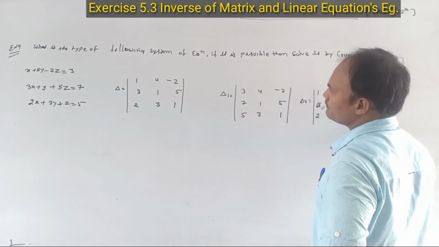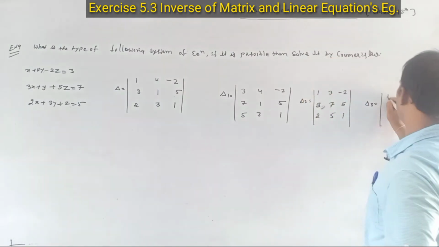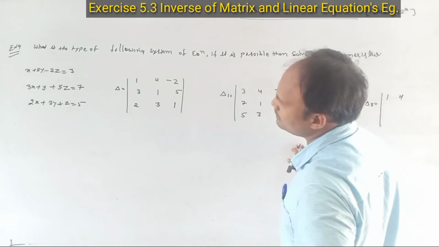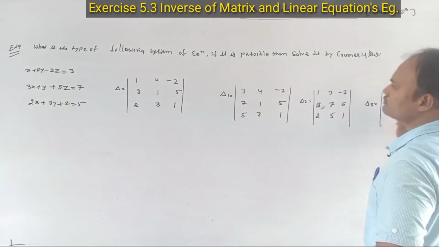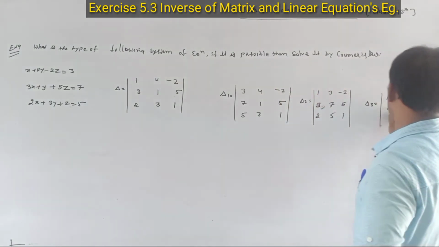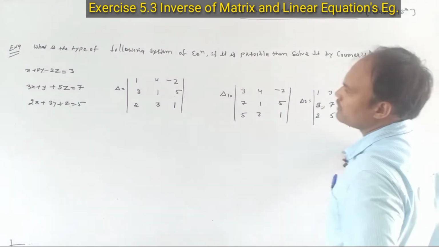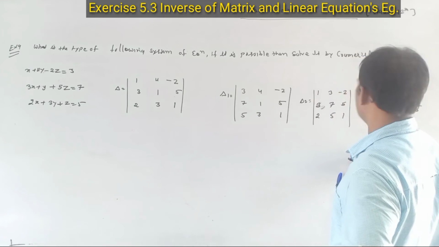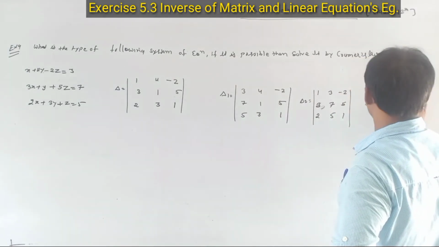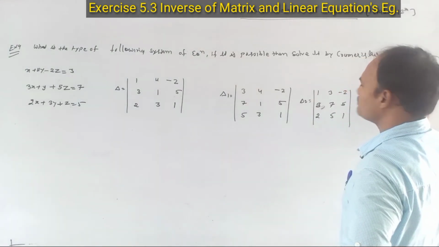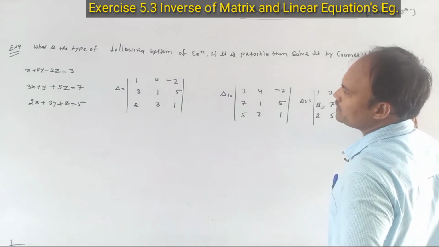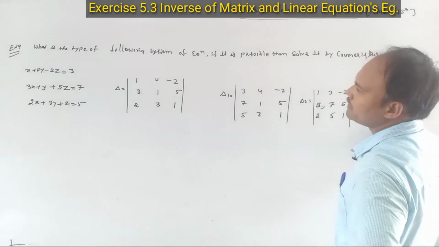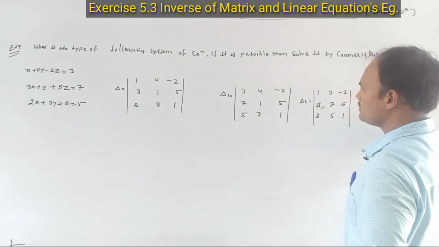Delta 3 means it is 1, 4, -2, 3, 1, 5, and 3, 1, 7. Delta 3 is 1, 4, 3, 3, 1, 5, and 2, 3, 5.